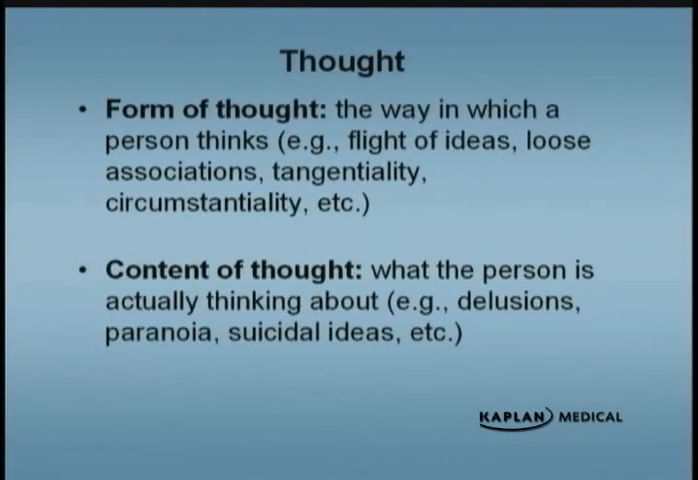When we assess thought, we're going to assess it in two ways. We want to assess form of thought, and we want to assess content of thought. When we assess form of thought, what we're really trying to assess is how we get our thoughts across. The way we do that is through 4 different definitions that you need to understand. You need to focus on the difference between flight of ideas versus loose association, and tangential versus circumstantial.